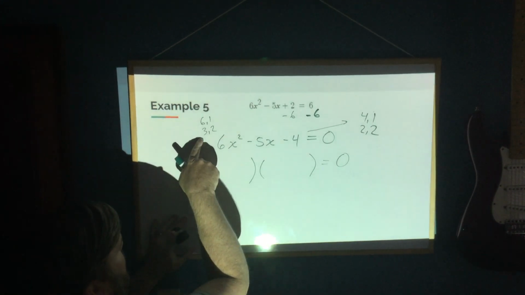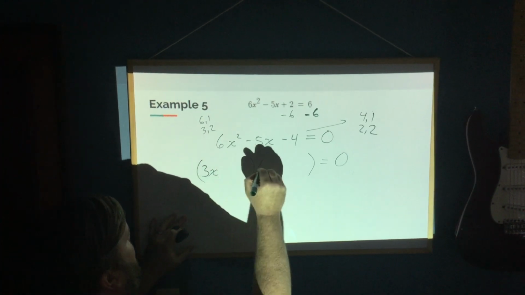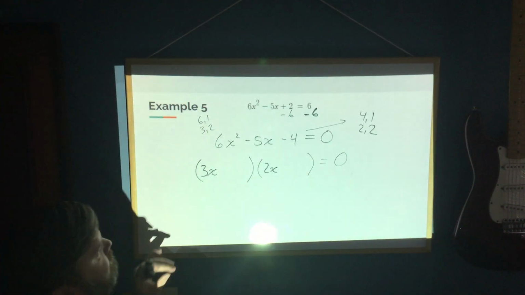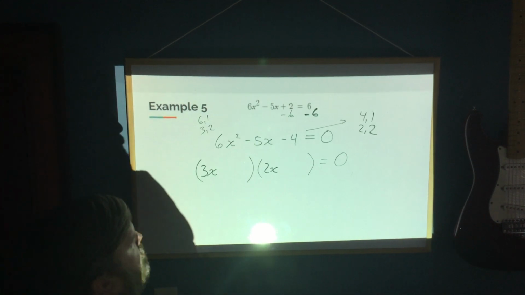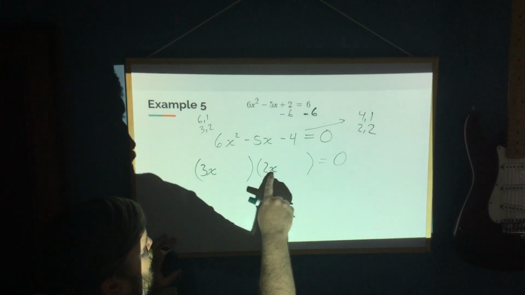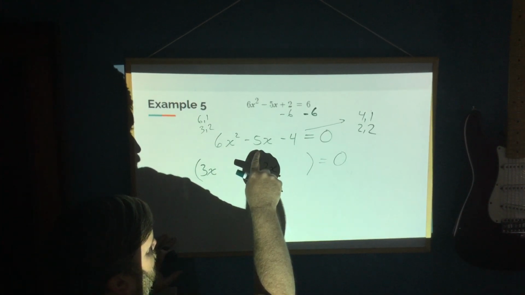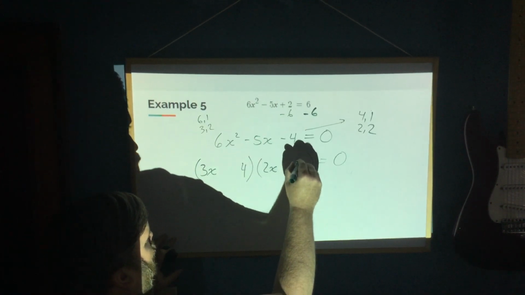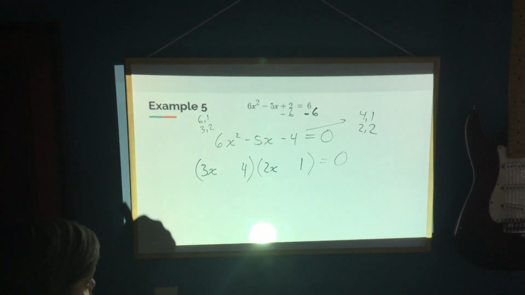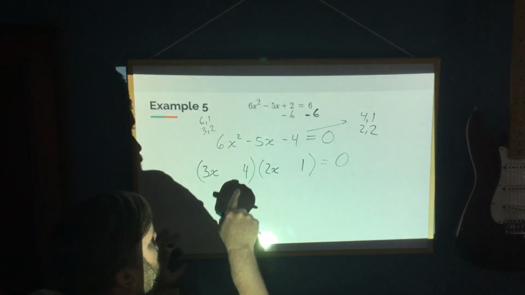I always like to start with the 3 and the 2 versus the something and 1. So we'll go 3x and 2x. Okay, 4 and 1. I can't put 4 with 2 because that would create a greatest common factor that doesn't exist. But I can put 4 and 1. And I think I got it right the very first time here.